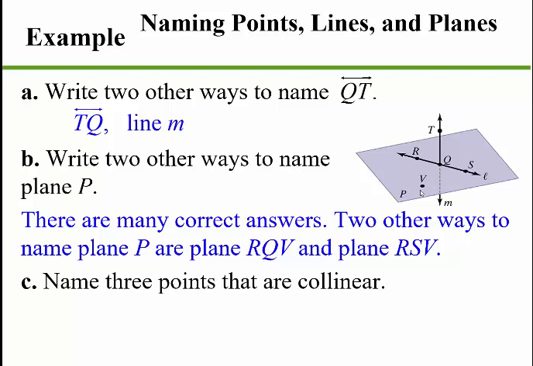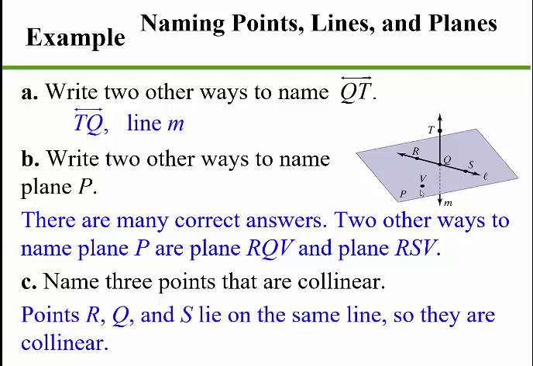All right, so let's name 3 points that are collinear. What this means is we have to name 3 points that are all on the same line. That's what collinear means, all on the same line. So R, Q, and S are all in the same line, so they are collinear.